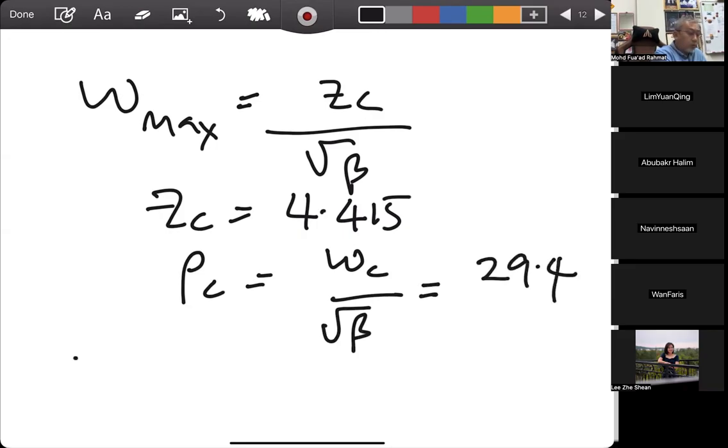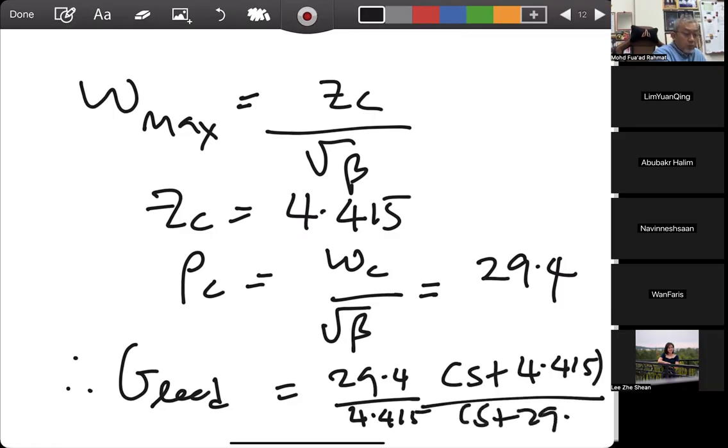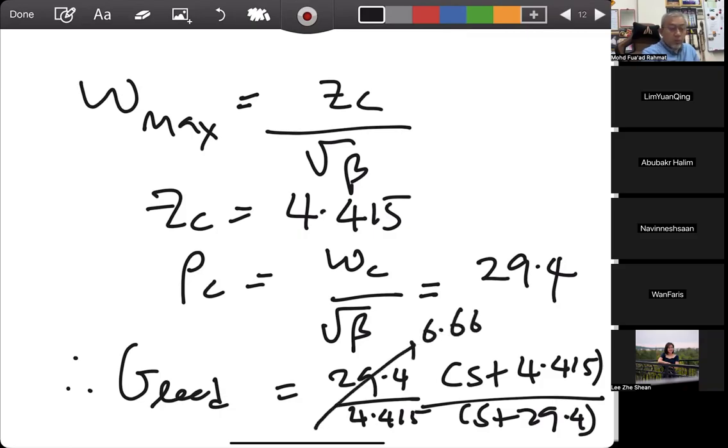So therefore your G lead will be 29.4 divided by 4.415, times (s plus 4.415) over (s plus 29.4). If you simplify, this one is 6.66.